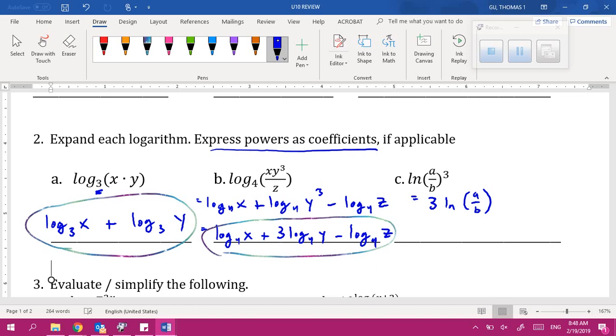Then because 3 is being multiplied to everything, we're going to keep 3 on the outside and use parentheses to have the 3 distribute. And then ln of A over B is the same thing as the subtraction because it's the quotient rule. So it's going to be ln of A minus ln of B. And that would be your answer on C.